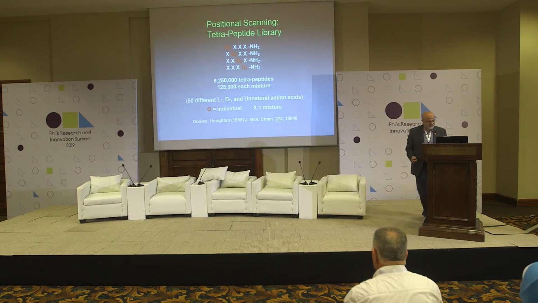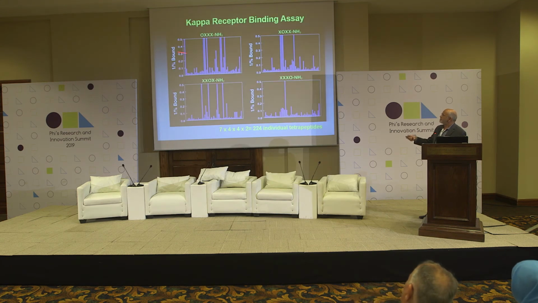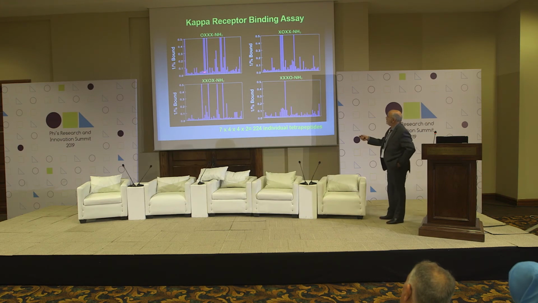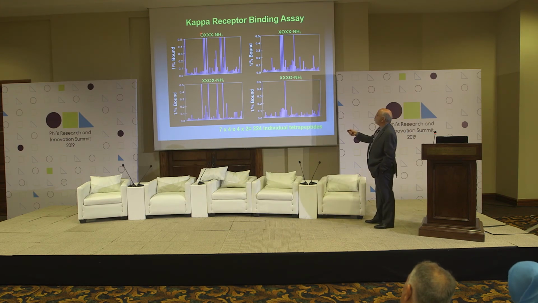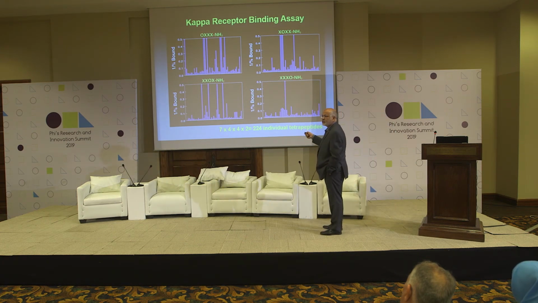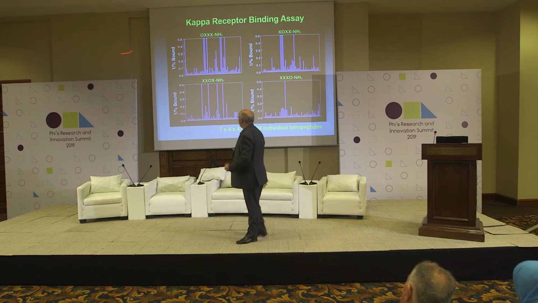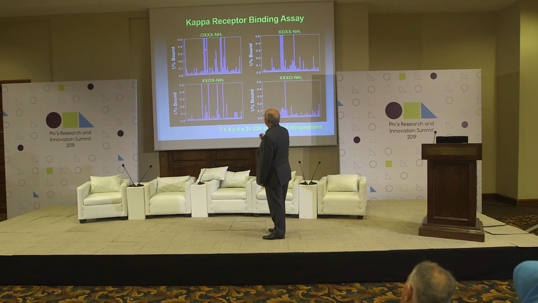If I take the first set of 50, I will screen them here. It's a kappa receptor binding assay, just as an example. So the first position is defined, and the rest are all mixtures. So here I have 50 vials, and in these vials I know only the first amino acid. I screen them, and it tells me which known first amino acid, like alanine, valine or serine, shows activity.